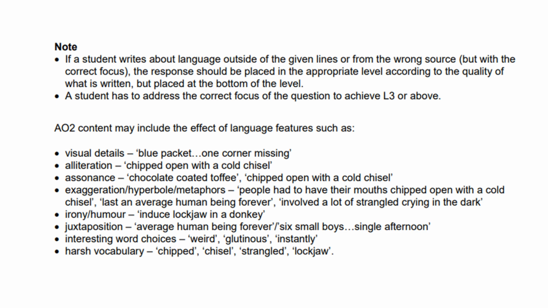Other things you may write about include visual details such as the blue packet, alliteration, assonance, chocolate-coated toffee, exaggeration, hyperbole, metaphors, irony or humour, as we said in the level 4 answer, juxtaposition, interesting word choices, glutinous, weird, and harsh vocabulary, chipped, chisel, strangled, lockjaw, to show the difficulty of eating the sweets.